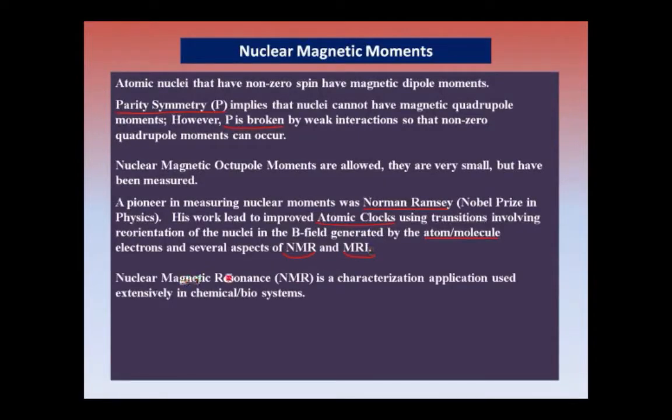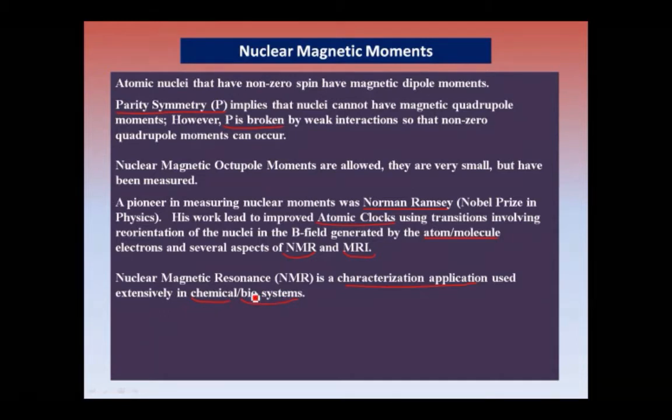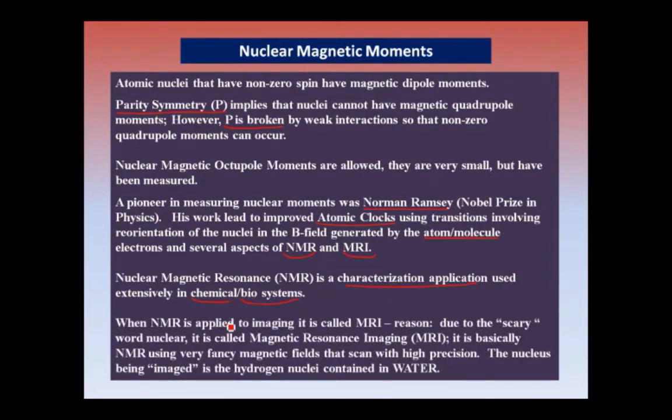Nuclear magnetic resonance, NMR, is used quite frequently as a characterization application, and it's most commonly used in chemistry and on biosystems. What we're really talking about is biomolecules often crystallized into a crystal to give better information. When NMR is applied to imaging, it's called MRI. The reason is because the word nuclear is scary, and so the people who were making these devices changed it to magnetic resonance imaging. It's still nuclear, but it's MRI.